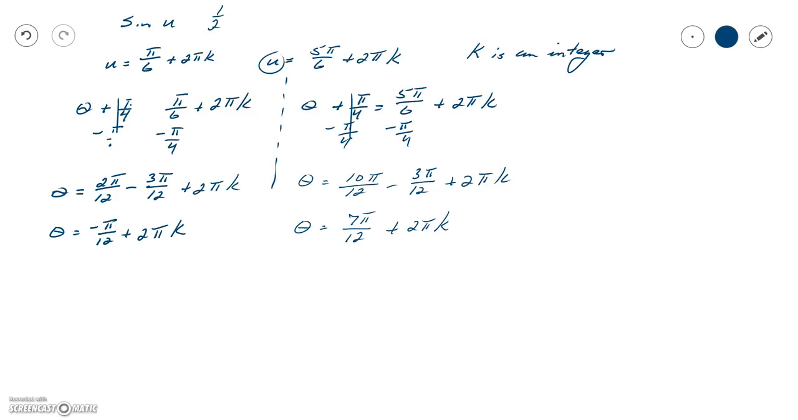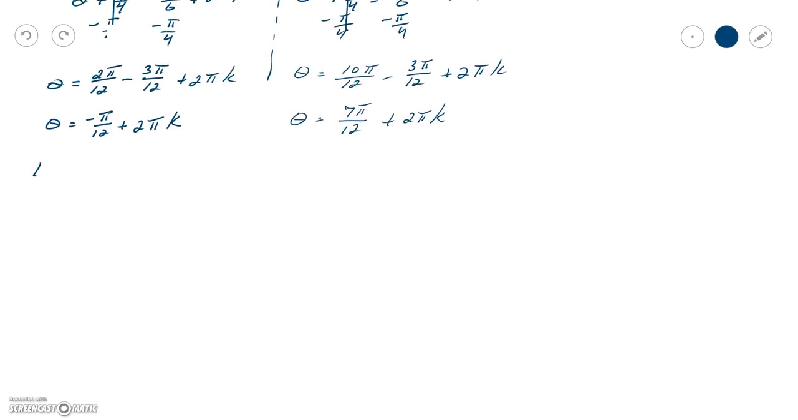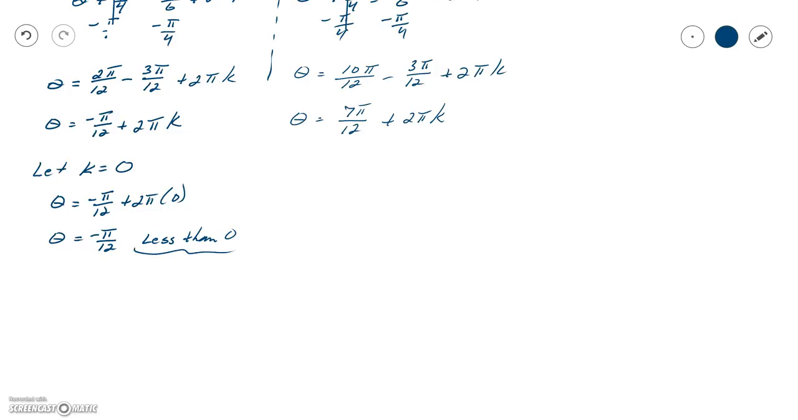But specifically, they told us it has to be between 0 and 2 pi. So what we're going to do here is start testing values of k. So let's let k be any integer. Let's just start at 0. If k is 0, then negative pi over 12 plus 2 pi times 0 is just going to give me negative pi over 12. However, negative pi over 12 is less than 0, so it's not in our range between 0 and 2 pi. So I'm not going to use that as one of my solutions.